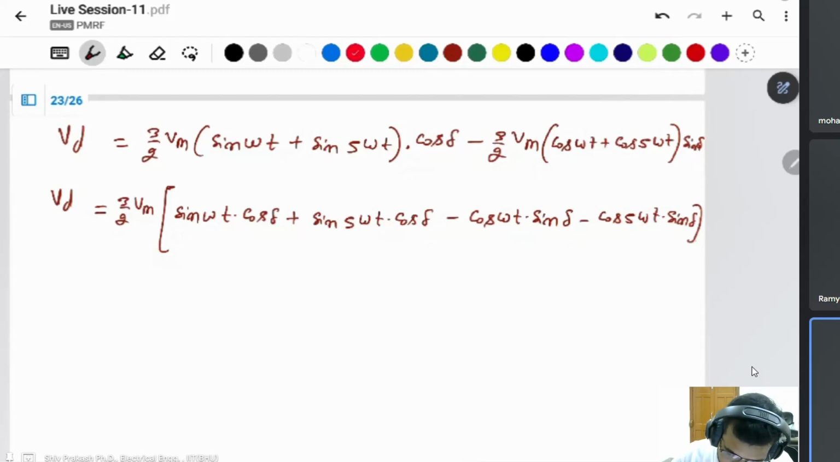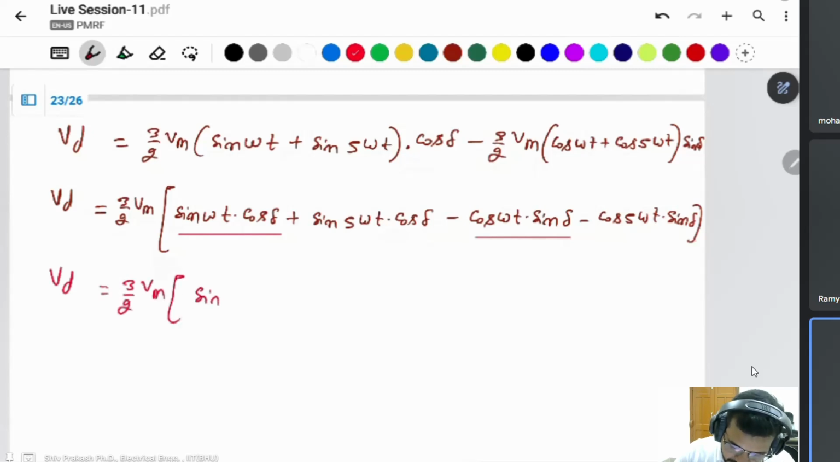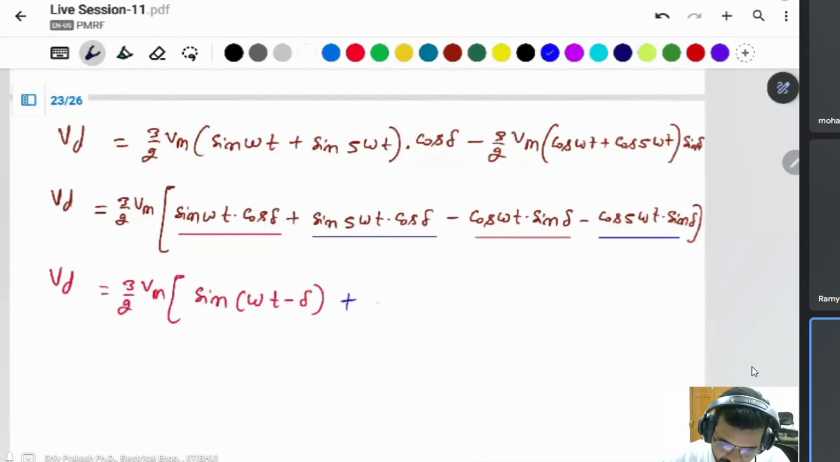You can see there sin a cos b and minus cos a sin b. Then Vd is equal to 3/2 Vm sin(ωt minus δ). Another one, sin a cos b minus cos a sin b, it means plus of sin(5ωt minus δ).